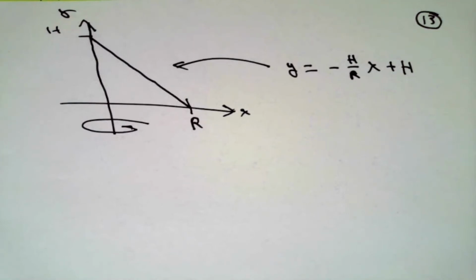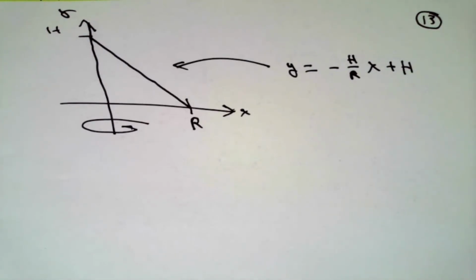Not to belabor the point, but we've already figured out the formula for the volume of a right circular cone using the disk/washer method. Let's see how complicated it is to figure out the same thing using the shell method. So we'll still have this triangle in the first quadrant, bounded by the x-axis, the y-axis, and the downward sloping line, y equals negative h over r times x plus h, which we had previously figured out.